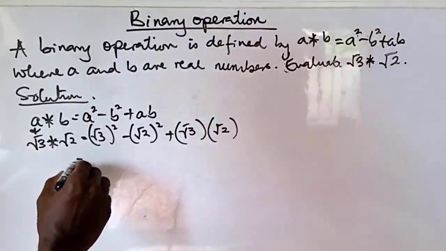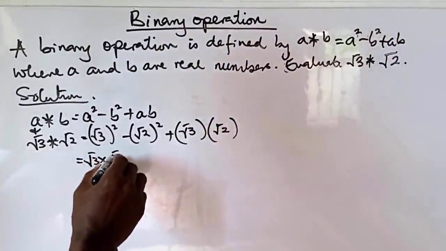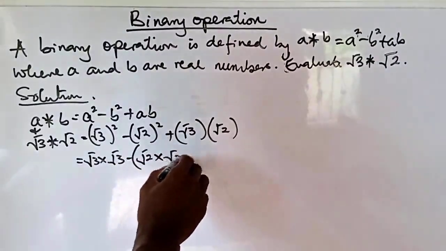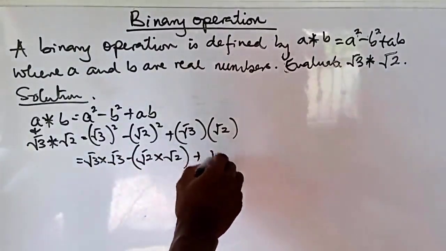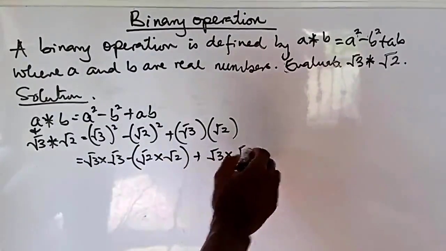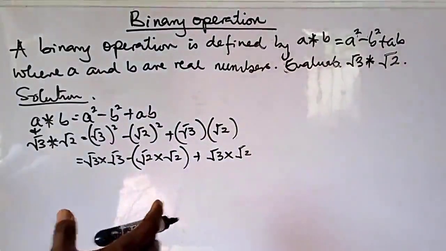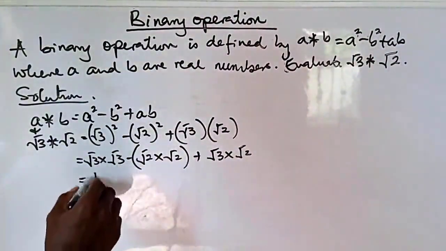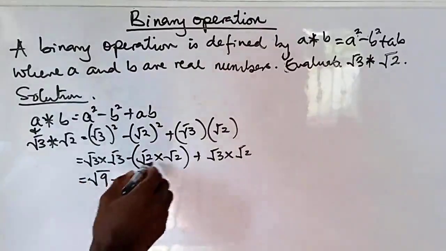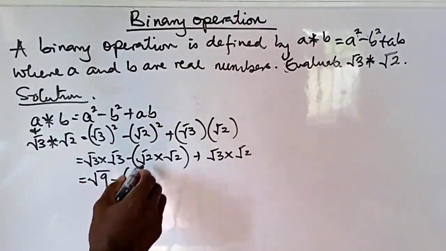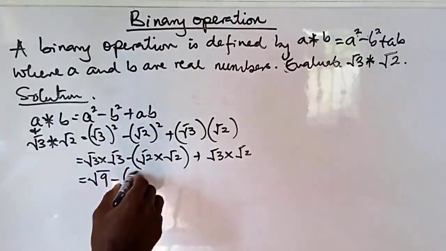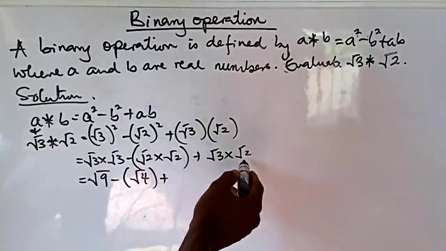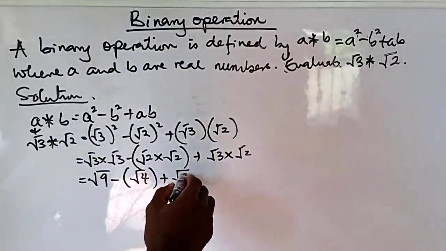Now also this implies that root 3 times root 3 minus root 2 times root 2, now plus root 3 times root 3. Why I decided to expand it like this is for better understanding. So here we can say root 3 times root 3 will give us root 9, then minus, in bracket, root 2 times root 2 will give us root 4. Now plus, root 3 times root 2 will give us root 6.